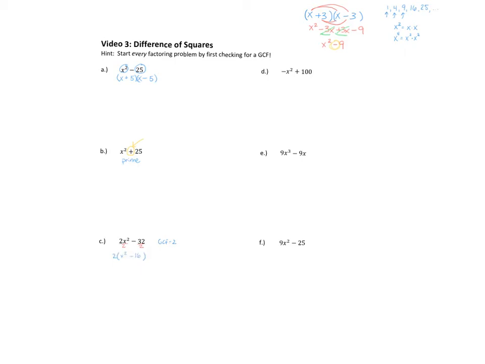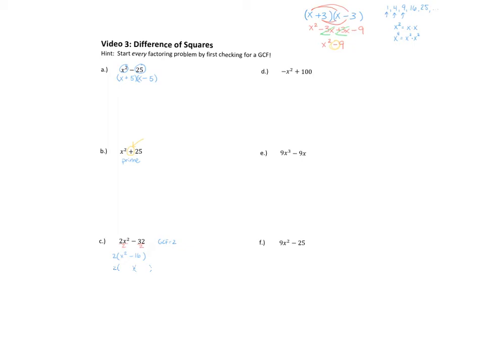Okay, remember that your GCF must follow you all the way down to your final answer. So when I look inside of these parentheses, now I have a difference of squares. Both x squared and 16 are perfect squares, and I have a minus sign in the middle. So to get my two factors, I just square root each of these terms.